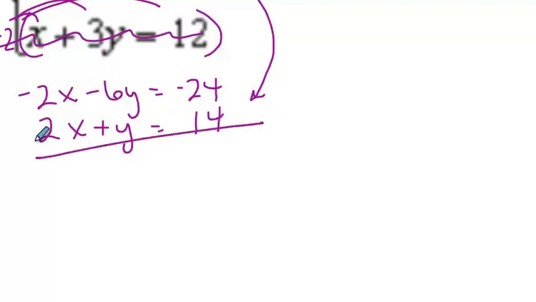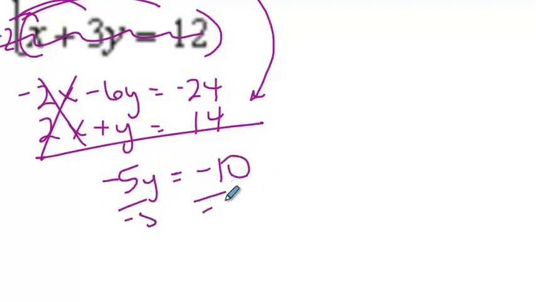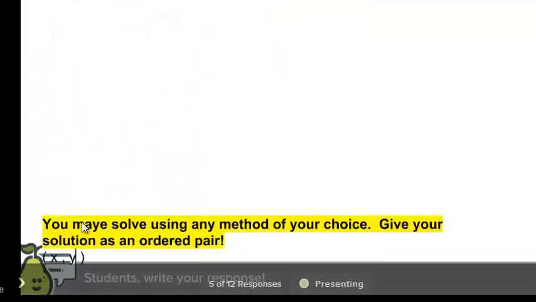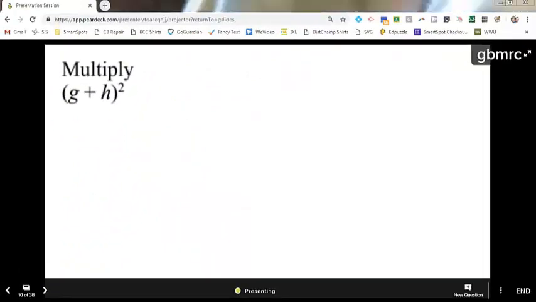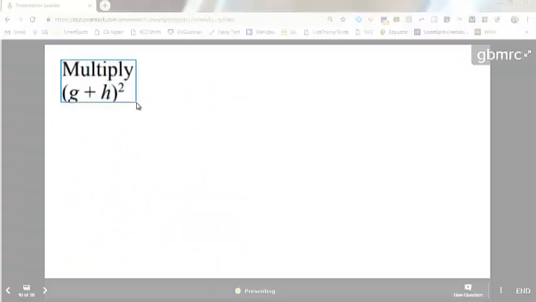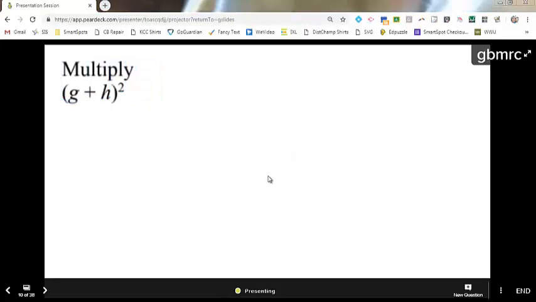So, what happens now? Okay, so what's this give me? And this? Negative 10. So, y equals 2. Plug it in here. Solve it. Okay? For the sake of time, we're going to keep moving, though. Multiply. Oh, yeesh. These should be give me points problems, too.